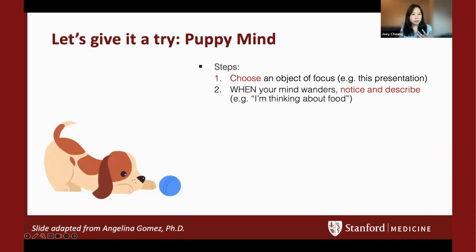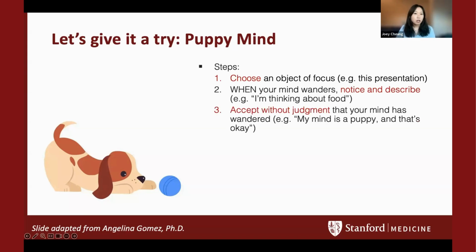But as you're focusing on this presentation, I want you to notice when your mind wanders away. Start noticing and describing what it is that's pulling your attention away. I'm thinking about what I want to have for dinner. I'm noticing a twinge on my left shoulder. I'm noticing that I'm starting to have some sensations in my hands that I don't quite understand. When your mind wanders, just notice and describe what it is in as non-judgmental a way as possible.